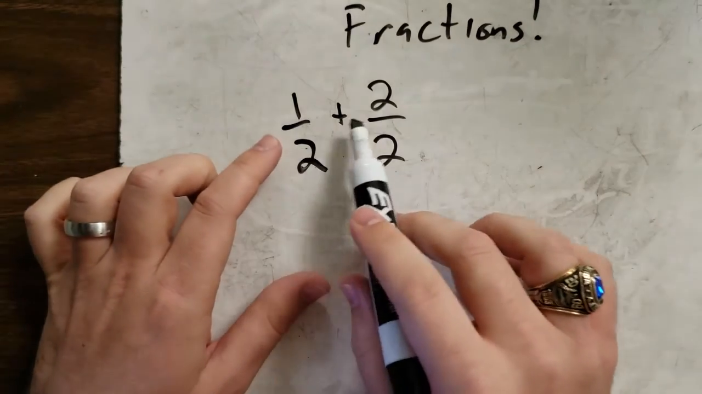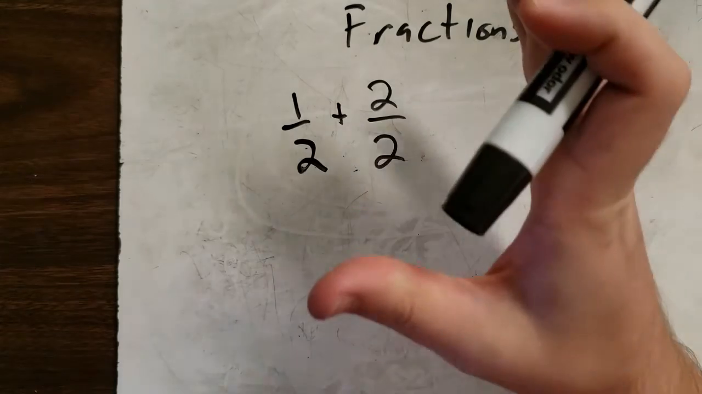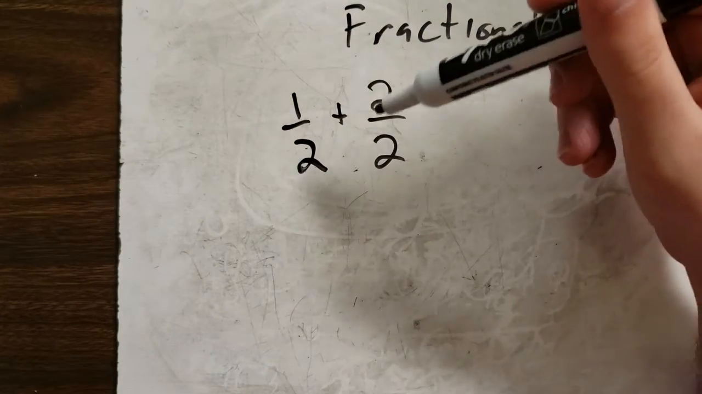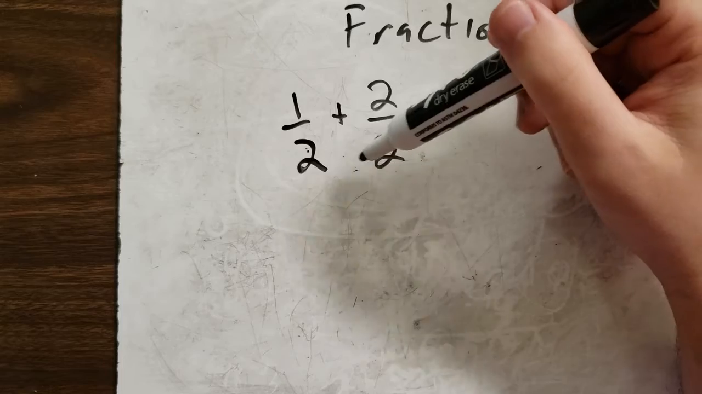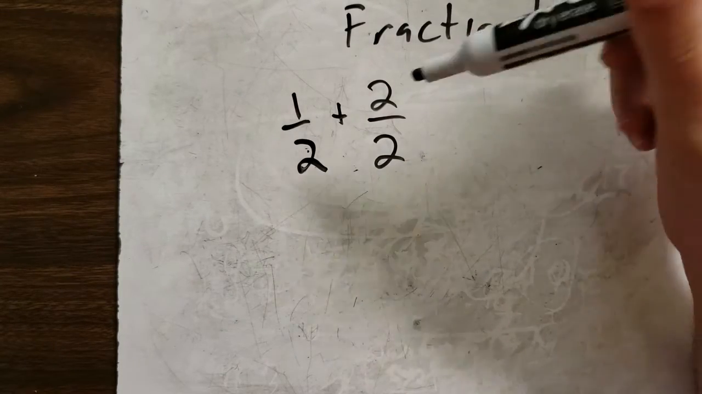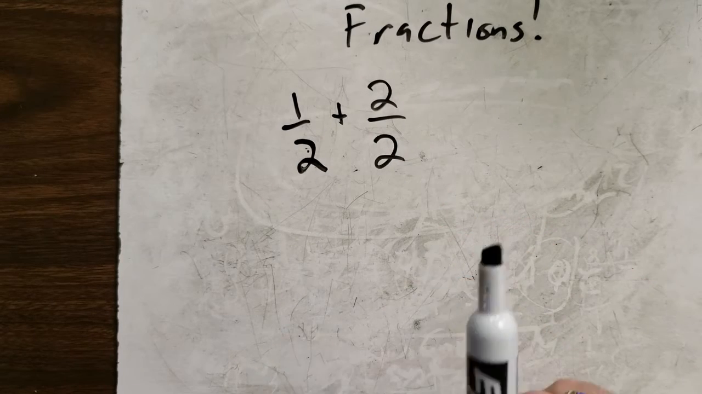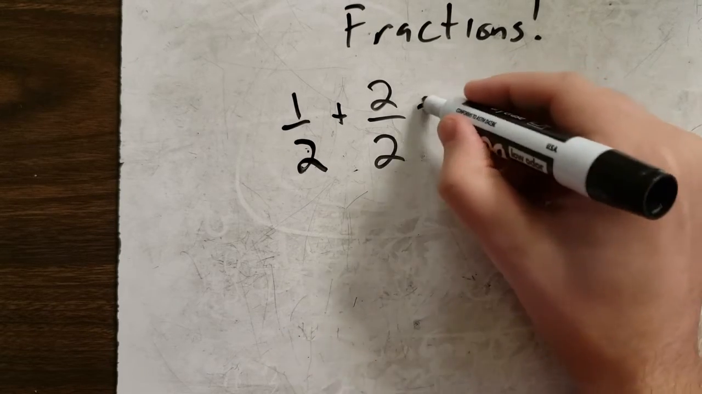So we have 1/2 plus 2/2. Now, the first thing you have to look for when adding fractions is to look at your denominators. Are your denominators the same number? If they are, then you can go ahead and do the problem. Obviously, we have a 2 here and a 2 here, so that checks out. Now we can add our fractions.